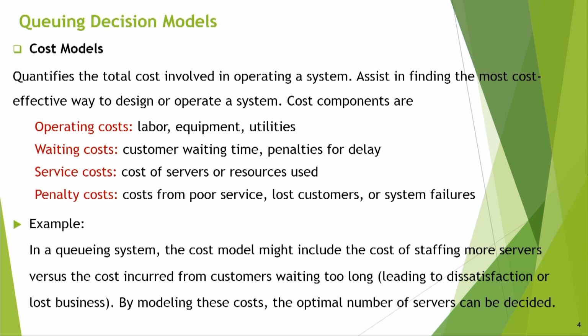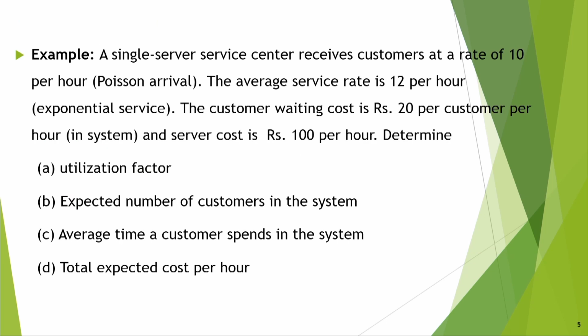For example, in a queuing system, the cost model might include the cost of staffing more servers versus the cost incurred from customers waiting too long, leading to dissatisfaction or lost business. So we have to optimize. If you keep more servers, the cost will increase, but the customer satisfaction may be better. But you can't afford too much cost also, so there is need to optimize. By modeling these costs, the optimal number of servers can be decided. So now I am just giving a simple example for your understanding.